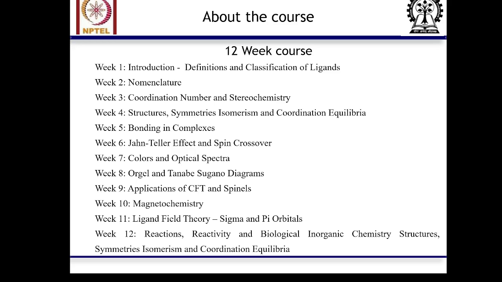And in week 3, we discussed the different kinds of coordination number, from coordination number 3 to coordination number 12, their geometry, and then stereochemistry. In week 4, we discussed in detail structural isomerism, geometrical isomerism and stereoisomerism, and a little bit about coordination equilibrium. In week 5, we discussed some bonding theory, basically valence bond theory.